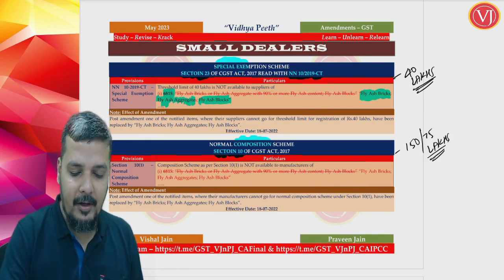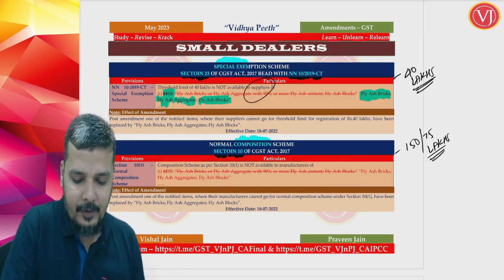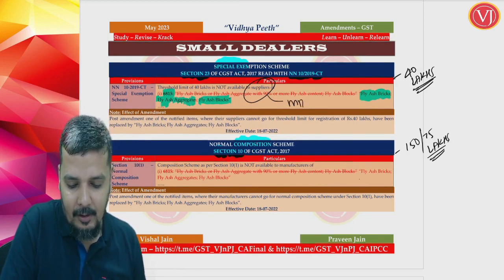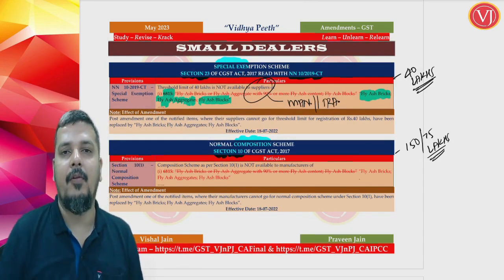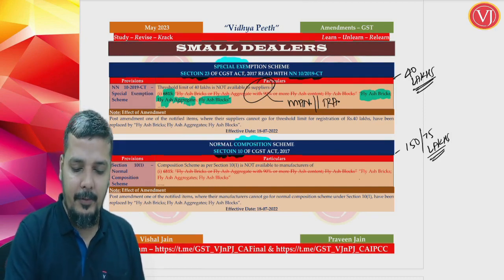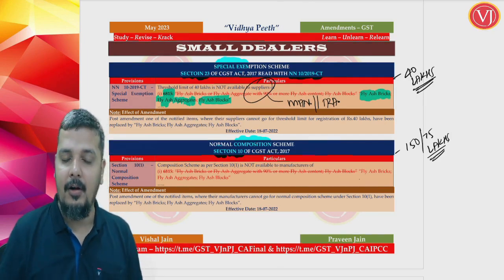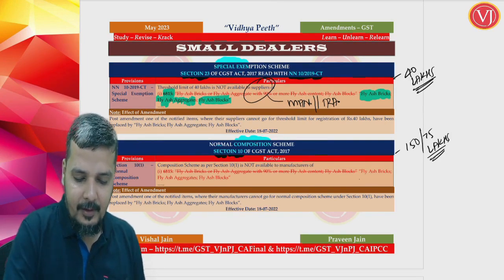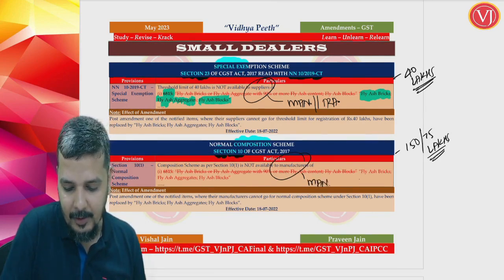The difference is, when you're talking about your exemption scheme, if you are supplying them, whether you are a manufacturer or a trader, you cannot go for the 40 lakhs limit. Whereas in your composition scheme, the focus is not on supply, the focus is on the term manufacture. If you are manufacturing them, here what is covered is only and only the manufacturer.